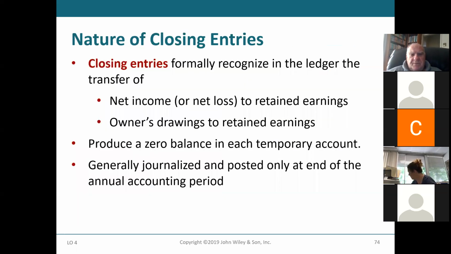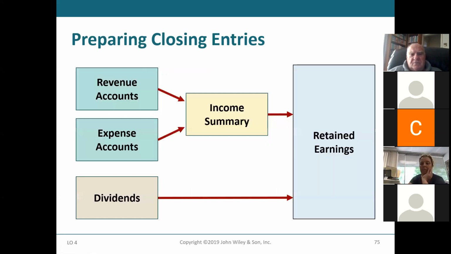So let's see what they're doing here. Closing entries formally recognize the transfer of income to retained earnings and the owner's drawing to retained earnings. We want to have a zero balance in every account on the income statement. They're journalized and posted at the very end of the accounting cycle. So here's what we're doing. We're going to debit all the revenue accounts. Now we don't have any more revenues. We offset that entry with a credit to income summary and then move it into retained earnings.